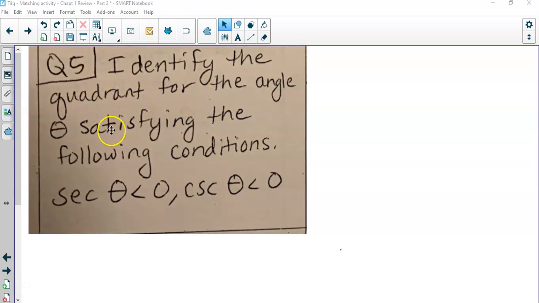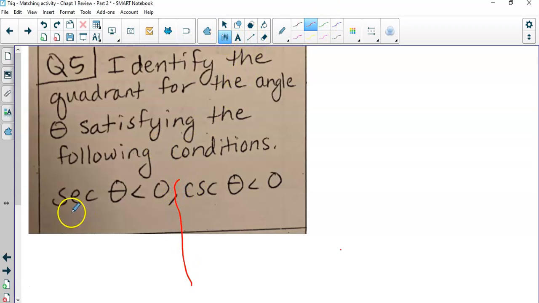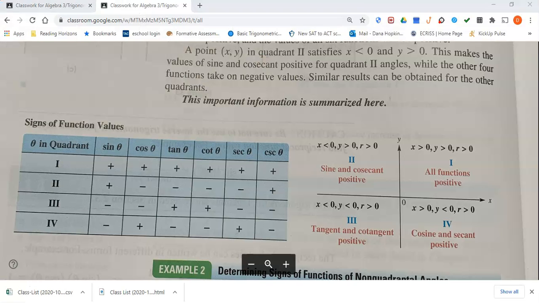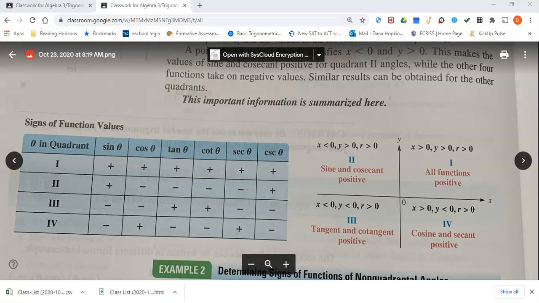I'm identifying the quadrant for the angle satisfying the conditions. So I can go ahead and separate it out. Secant of theta is less than 0. That means negative. And the cosecant of theta less than 0. That means we're looking for negative. So I'm going to go back to that chart in section 1.4, on page 30.